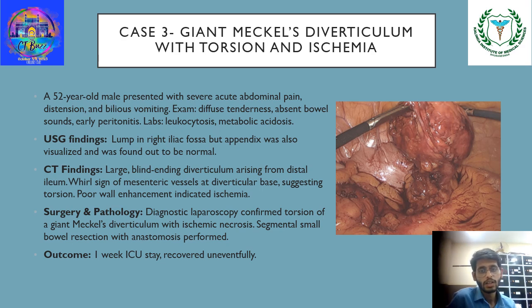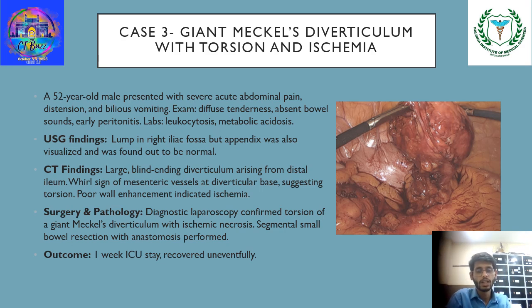Case 3. Giant Meckel's diverticulum with torsion and ischemia. A 52-year-old male presented with severe acute abdominal pain, distension and bilious vomiting. Examination showed diffuse tenderness, absent bowel sounds, early peritonitis. Lab showed leukocytosis and metabolic acidosis. USG findings were lump in the right iliac fossa, but appendix at the same time was also visualized and was found out to be normal.